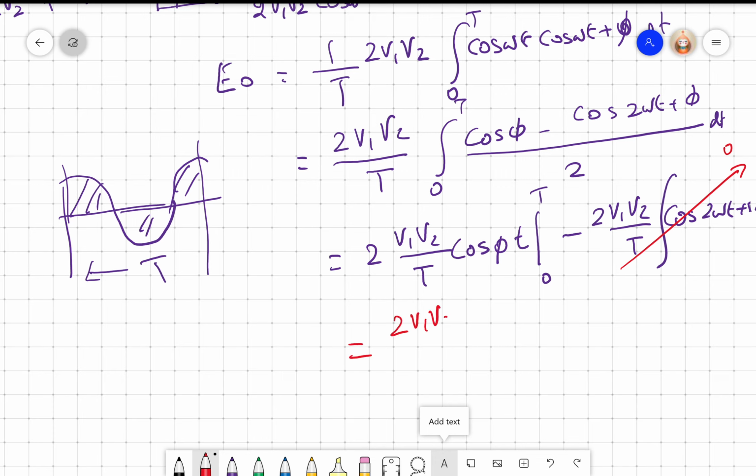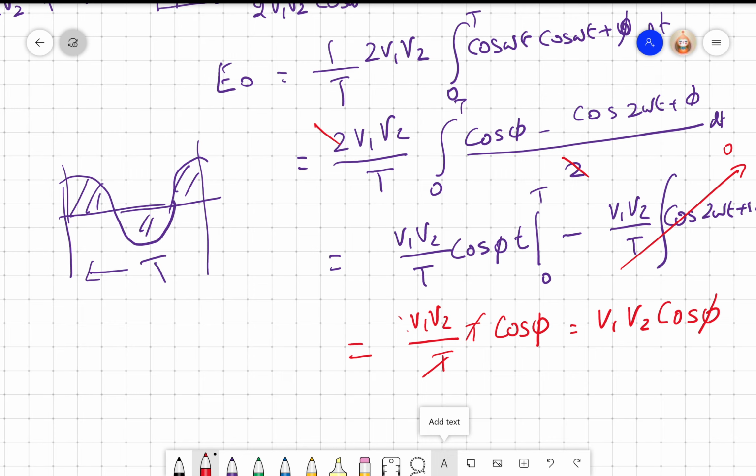2 v1 v2 by... oh, there is a 2 here. This 2 cancels out. So I will remove that 2, and this also cancels out. v1 v2 by 2, right? v1 v2 by t into cos phi, right? When I put t equal to t, the t cancels out. That would be v1 v2 cos phi.